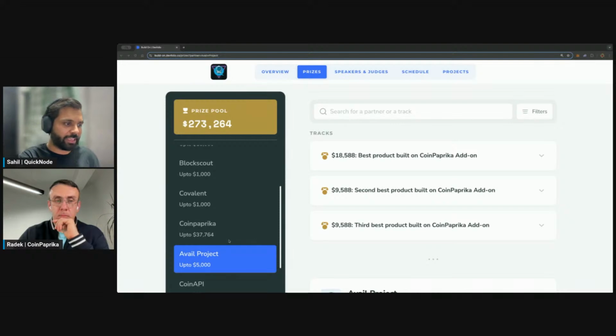Do you have any suggestions or example use cases which hackers can build using the APIs? Yeah, I think if you are building an oracle service, it would be fine to use CoinPaprika. If you're building some kind of crypto tracking portfolio, go with us. If you are building some kind of analytical dashboard, we are here to support you. So I would say that would be it.